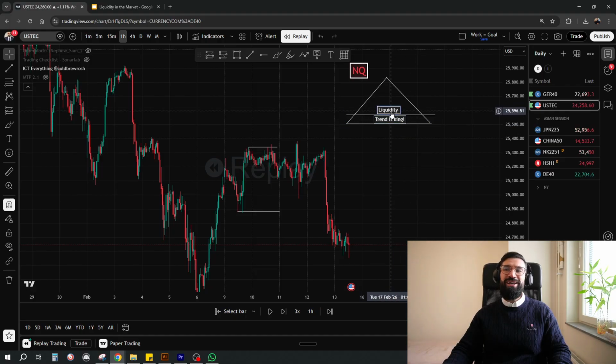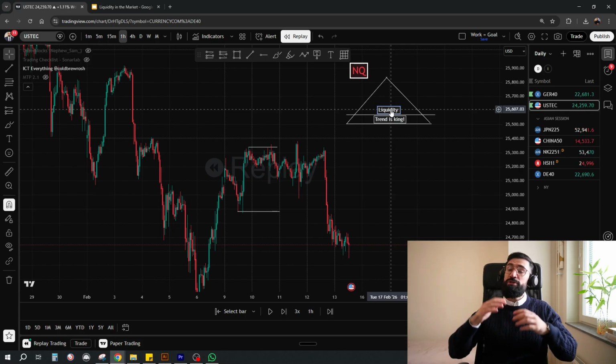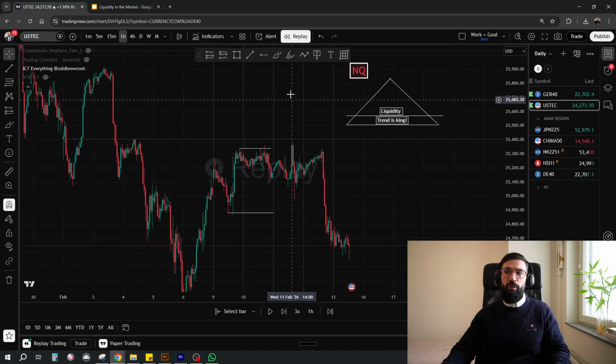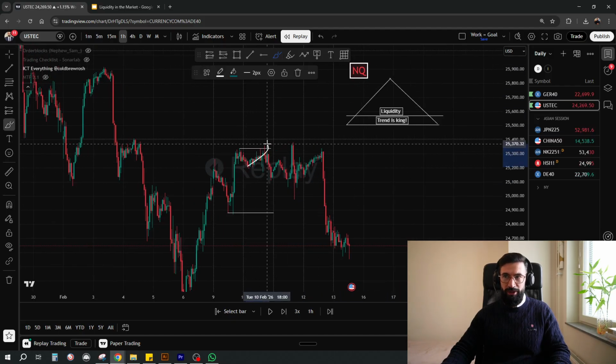And then we define the liquidity. Where is the liquidity about to be swept? Where do the banks and institutions want to go to sweep up liquidity to go the other direction? So when the market sweeps liquidity, it usually goes in the other direction.